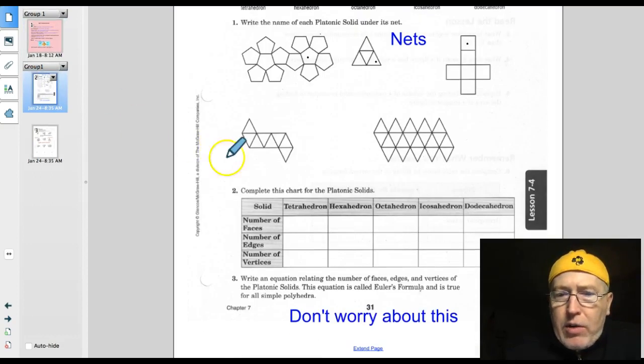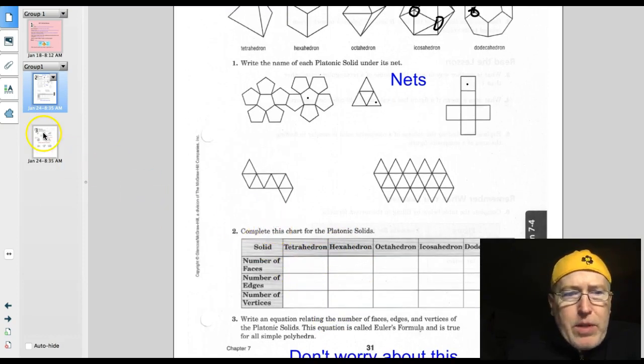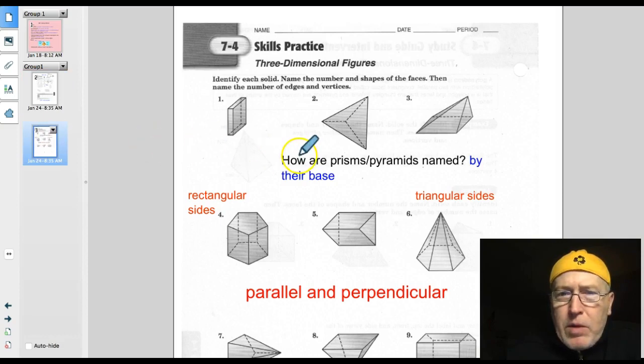All right, let me just check out here. Don't worry about writing this equation here, but you should be able to think about the number of faces, vertices, and edges. I don't think you have to memorize, but be able to look at them and kind of figure that out. Let's talk a little bit about 3-dimensional figures that are prisms and pyramids. Some things here I want to cover.